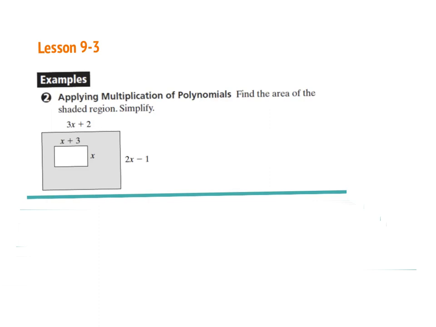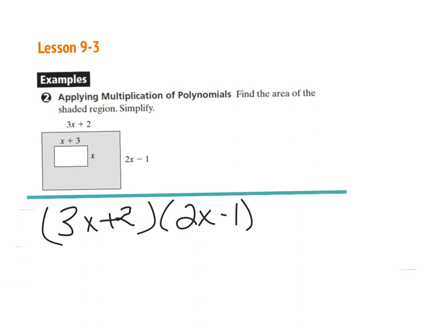And we'll do that by taking the 3x plus 2 and multiplying it by the 2x minus 1, okay? And then we want to take away from that the, and I'm going to use double parentheses here, x times x plus 3, okay? That's what we're trying to do to find the area of the shaded region.